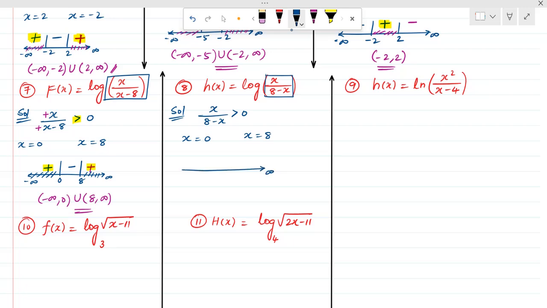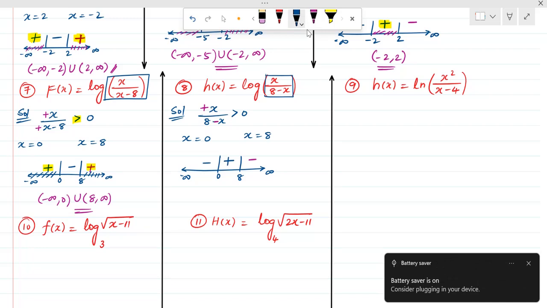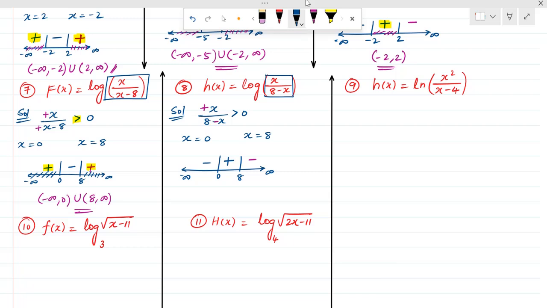Now what is the sign diagram? Plus infinity, minus infinity. This is 0 and this is 8. Now what is the sign? X is plus, here minus. Therefore, I will start with the minus, then opposite sign. It is plus, then minus. So you will have strictly more than. More than means greater than, so the only interval is in between 0 and 8. Therefore, the domain is 0 comma 8. So this is the domain.